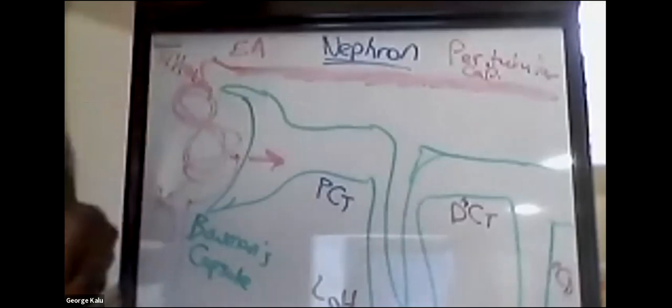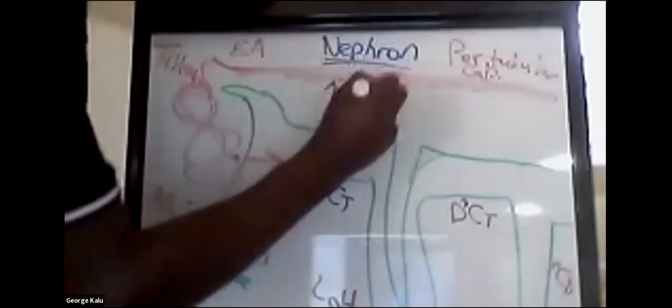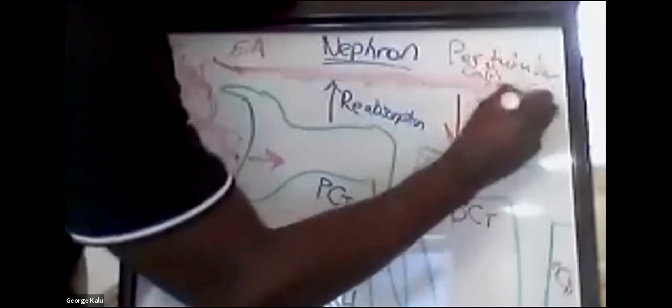The second process is going to be reabsorption. That's going to be where we're taking things from the tubules and delivering it back into the blood. And then we can also have secretion, where we remove things from the blood. Okay. Things that we do not want are going to get secreted out.